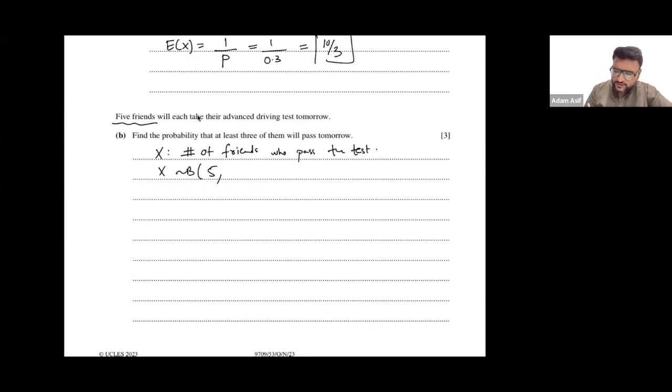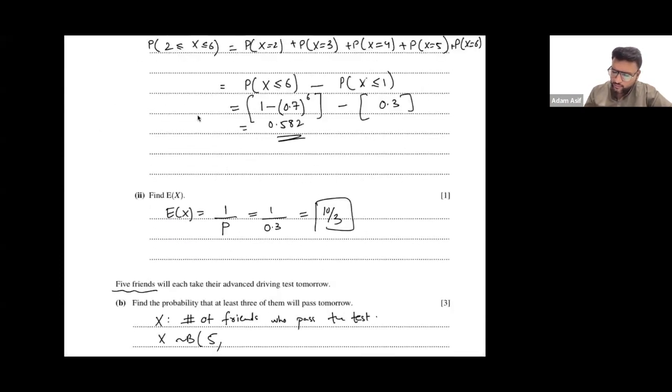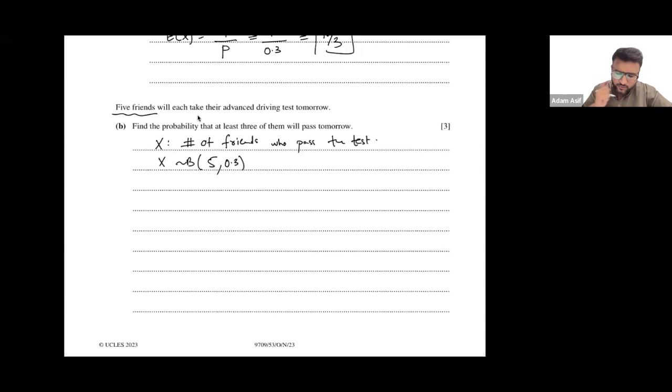So the probability of success over here is going to be 0.3. We need to find the probability that at least 3 of them are going to pass. So to find the probability of at least 3, we can take the probabilities of 3, 4, 5, or we can take the probability of 0, 1, 2 and subtract from 1.